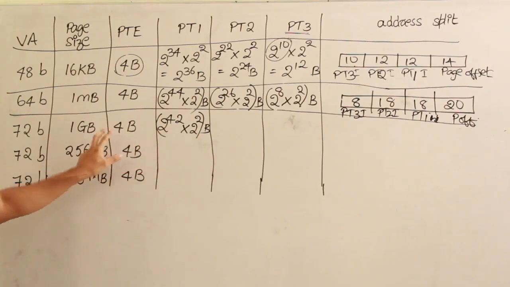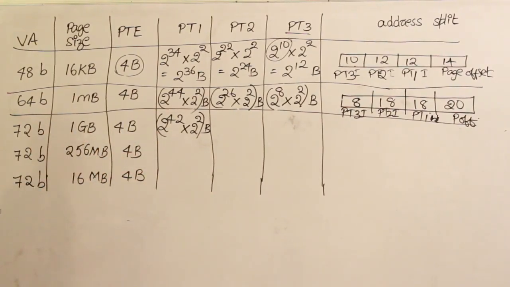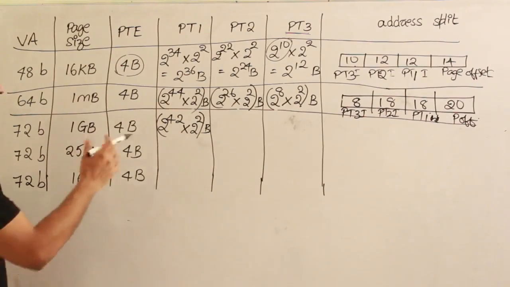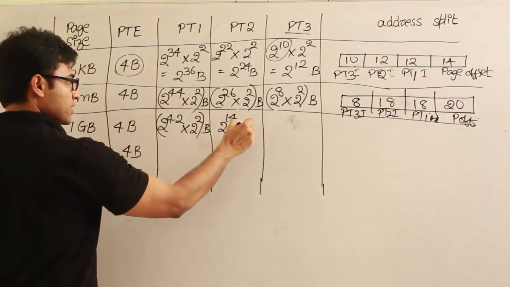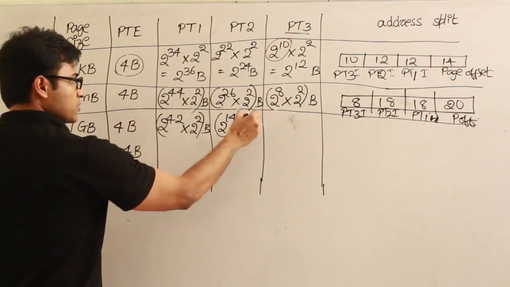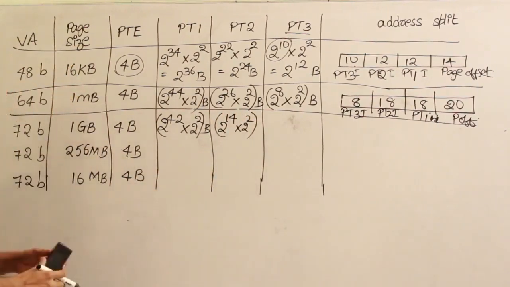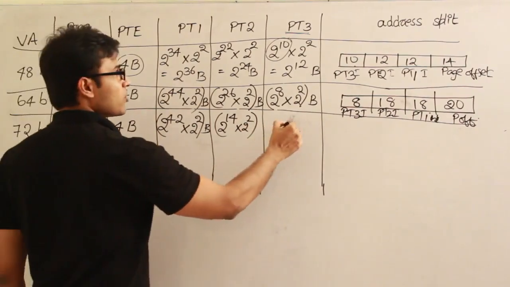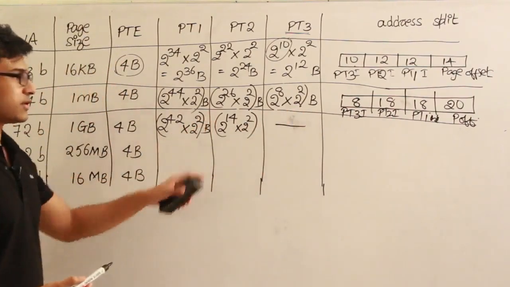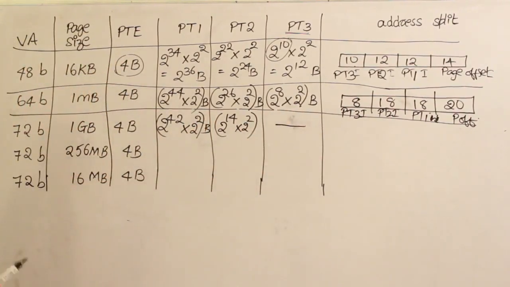Now 2 power 44 minus 30. So 44 minus 30 is how much? 14, right? Therefore, in the next level, 2 power 14 entries will be there, and the size of each entry is 2 power 2, which means 2 power 16. And 2 power 16 is less than 2 power 20. Therefore, you need not go for one more level. So only 2 levels are enough, isn't it? With practice, you should be able to do it fast like this.